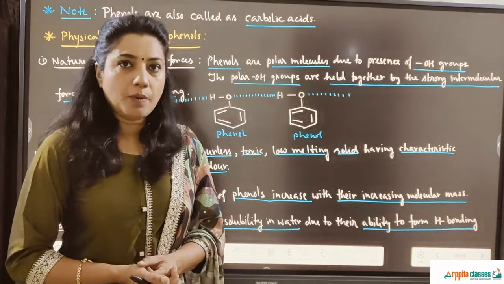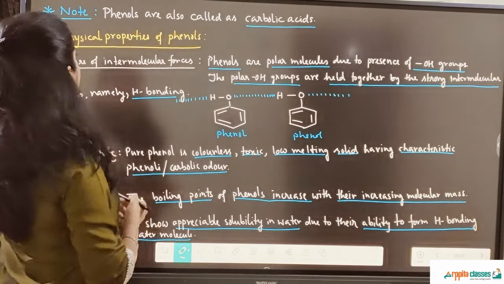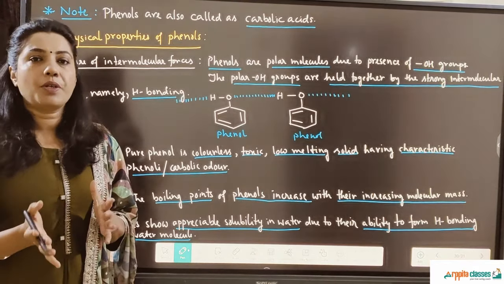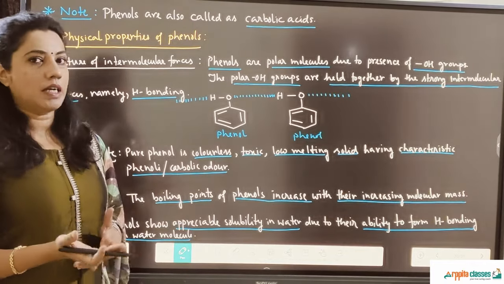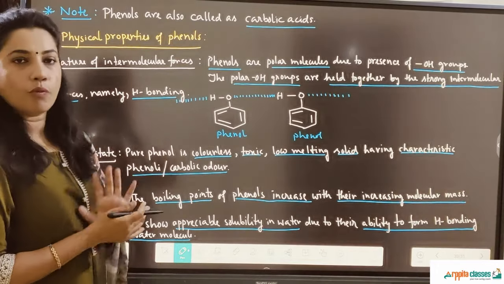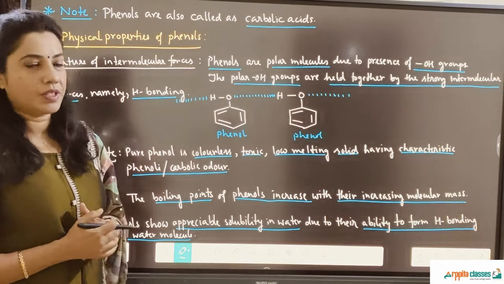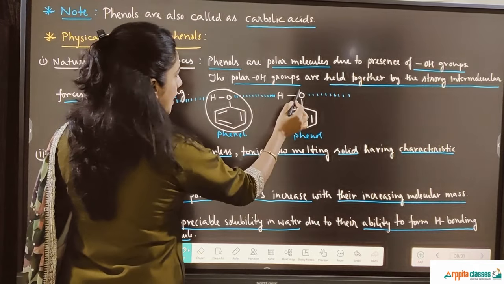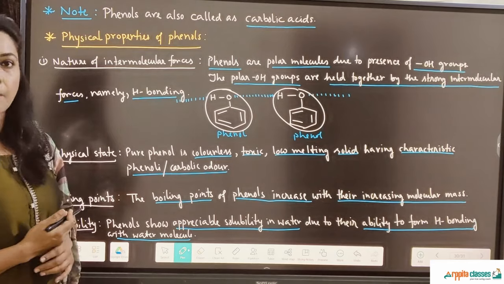Now we proceed towards the physical properties of phenol. Already I told you that phenols are called carbolic acids. Physical properties of phenol, the first thing is the nature of intermolecular forces. Now the physical properties of phenols and alcohols are exactly the same. So whatever you have studied in alcohol, you can study the same for phenol also. Phenols are polar molecules because of the presence of the OH group, and because of that they are held together by intermolecular hydrogen bonding. So you can see this is one phenol molecule, and this is another phenol molecule, and they are held together by intermolecular hydrogen bonding.